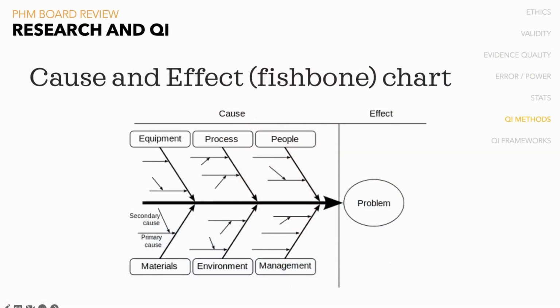Next would be a cause and effect diagram or a fishbone diagram. And what this diagram does, in contrast to a flowchart, is it tries to capture all the different factors that impinge upon the process that you're interested in and influence the outcome. So these would be all of the environmental factors, the human factors, the process factors, anything that somehow has an influence over what you're trying to control and change.